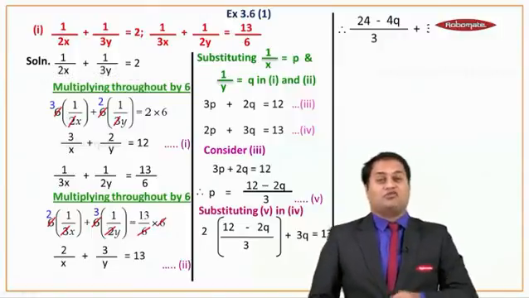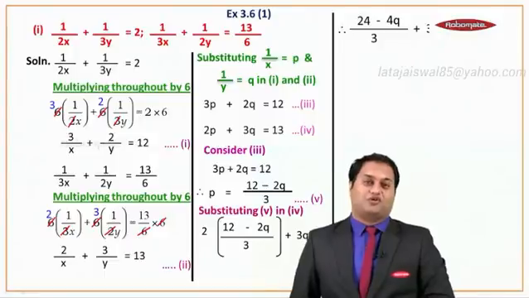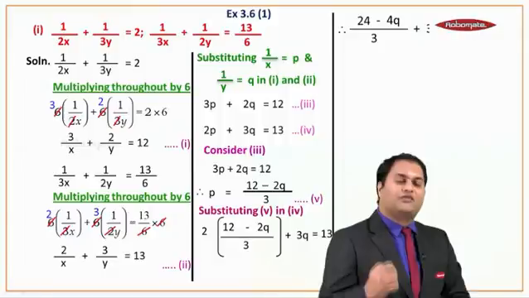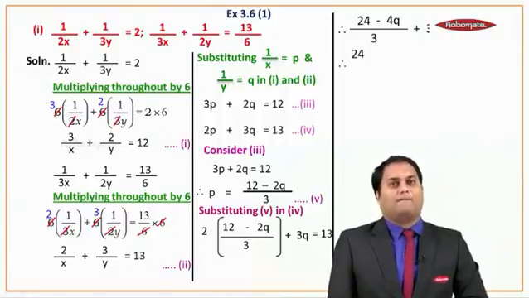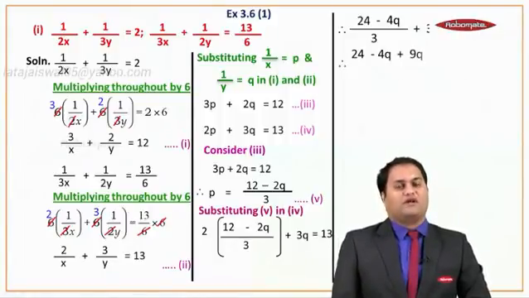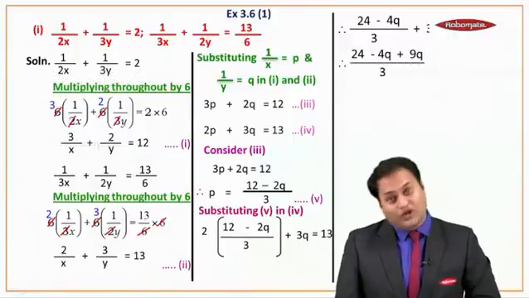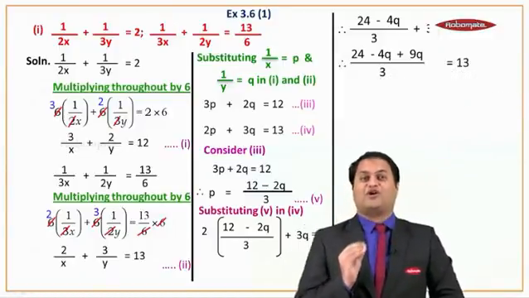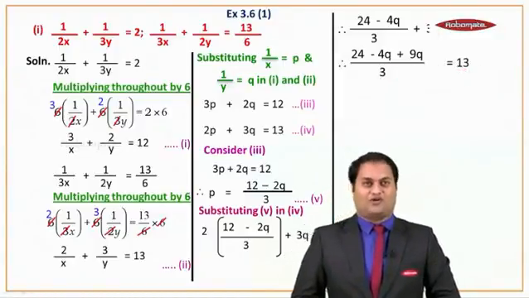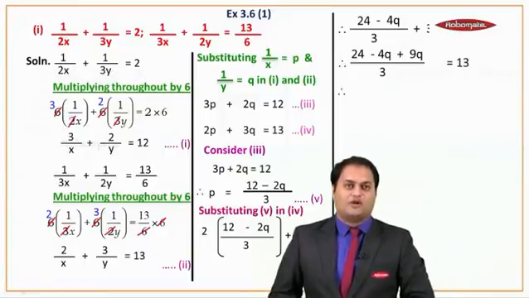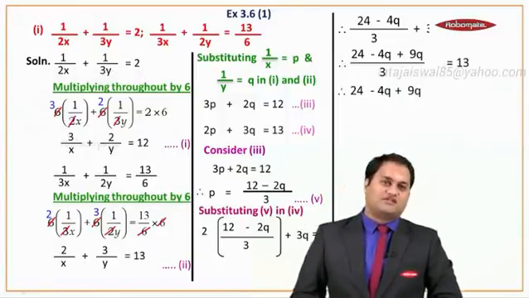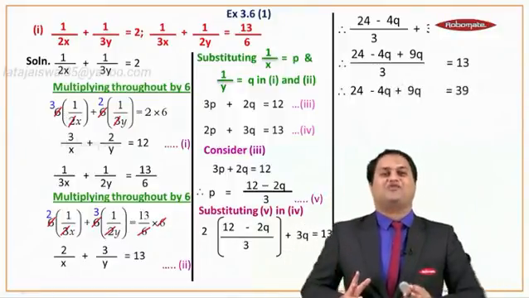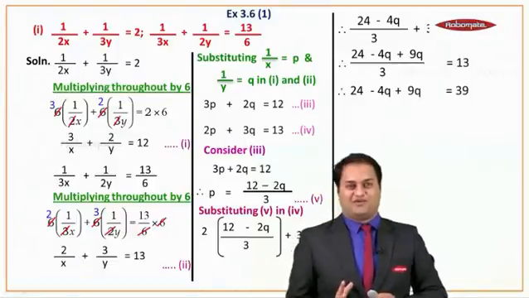13. Now we want to get rid of that 3 from the denominator. So what should we do? LCM. First we will multiply with 3q. So what do we get? 24 minus 4q plus 3 into 3q will be 9q, the whole upon 3, don't forget this, is equal to 13. Still we have 3 in the denominator, so what should we do? Cross multiply. We get 24 minus 4q plus 9q is equal to 13 3s are 39. And finally, we get rid of 3 from the denominator.